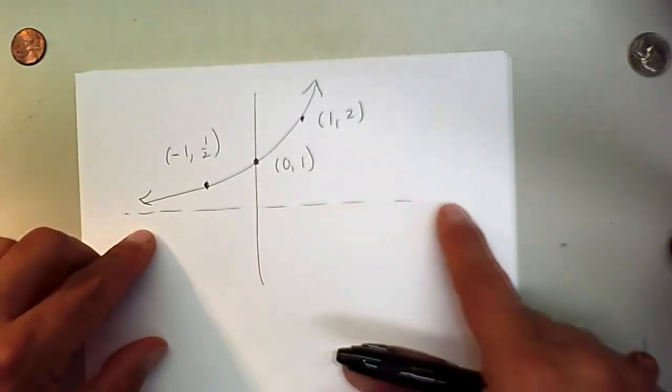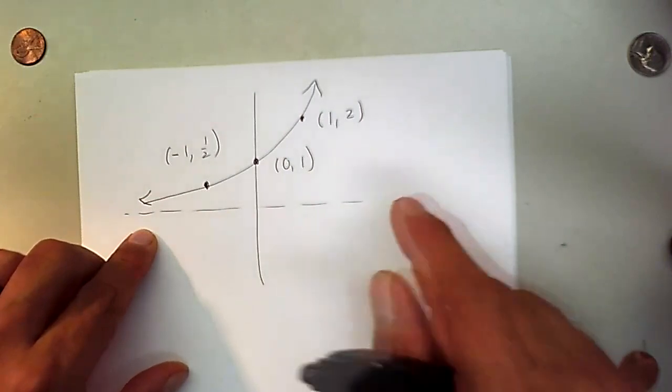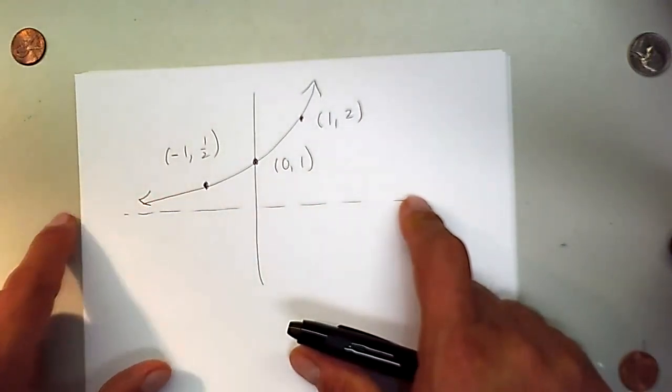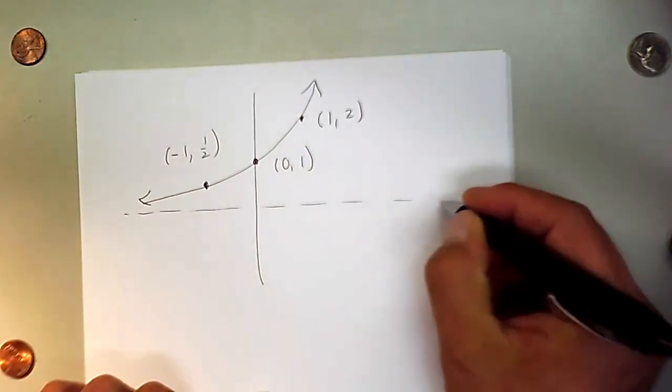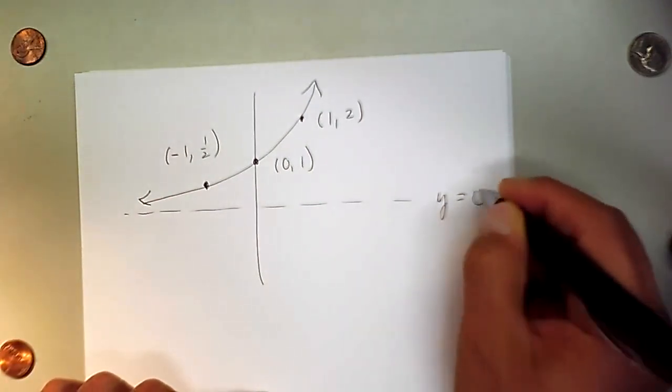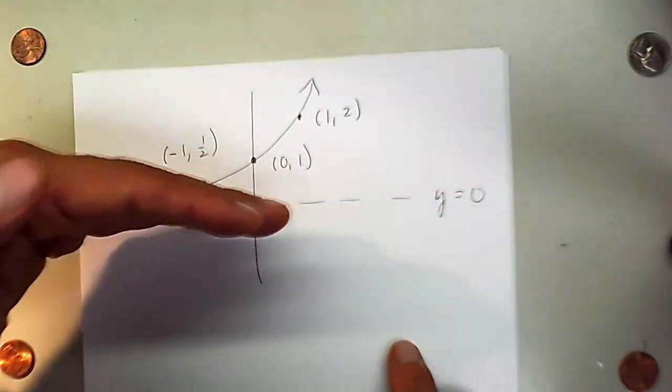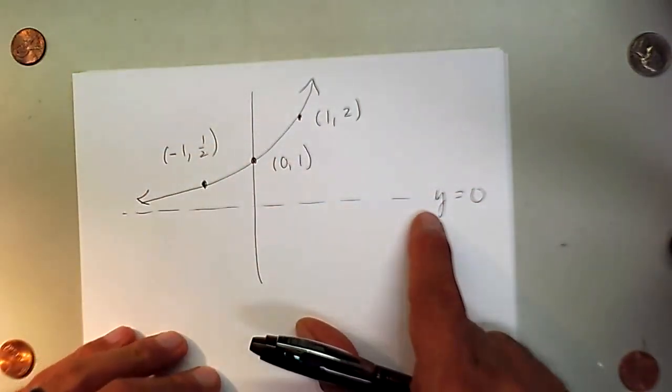Notice that I drew the x-axis as a dotted line, because we actually have an asymptote. The graph will get closer and closer to this dotted line, which is y equals 0. Yes, y equals 0 is the horizontal line on the x-axis, and that is the asymptote.